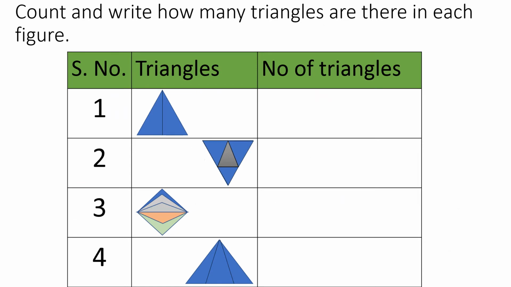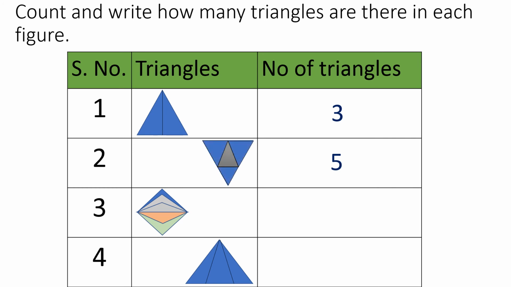Let's do another activity. Count and write how many triangles are there in each figure. In first figure, can you guess what will be the answer? If your answer is 2, no, it's wrong. The right answer is 3. Let's count 1, 2 and 3. In second figure, can you count the correct number of triangles? Yes, the answer is 5. Let's count together. 1, 2, 3, 4 and 5.